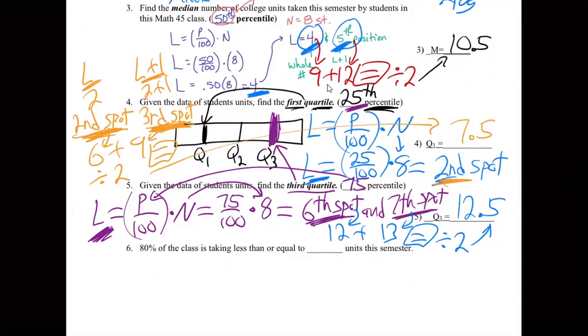Is that good? Now what does that answer mean? That means if you're taking 12.5 units, I don't know how you can take half a unit, but whatever, you're taking more than 75% of the rest of the class. That's what we're doing with these. So we're right here. You're at the third quarter. You're 3/4 of the way through the data set. If you're taking 12.5 units, you're taking more than 3/4 of the class, more than 75% of the class. You are at the 75th percentile. That's what that number means.